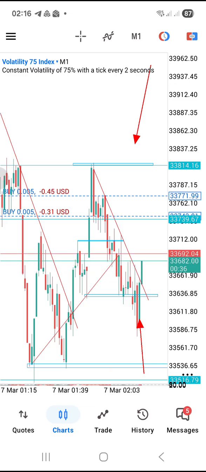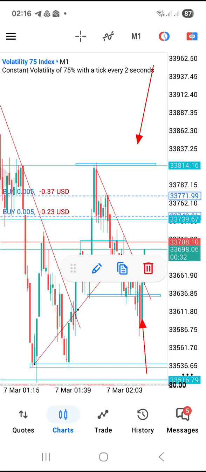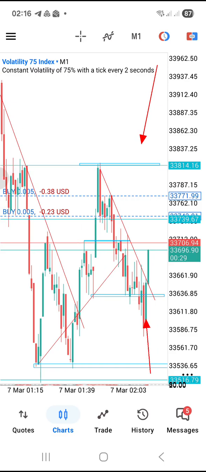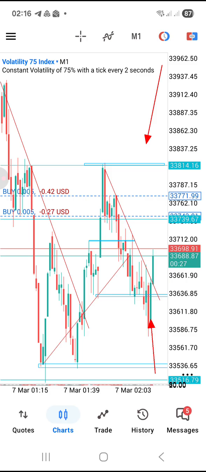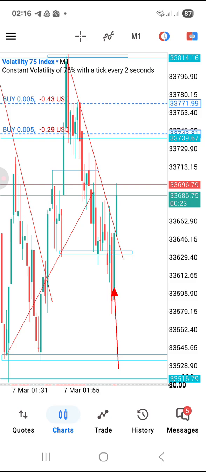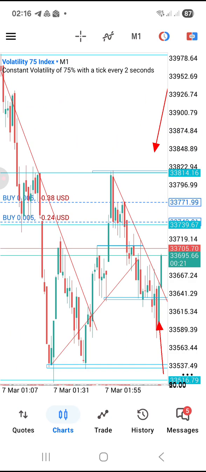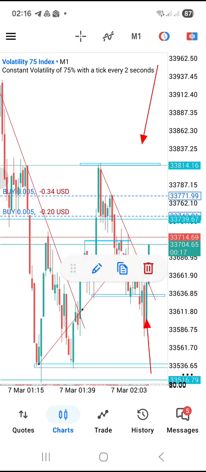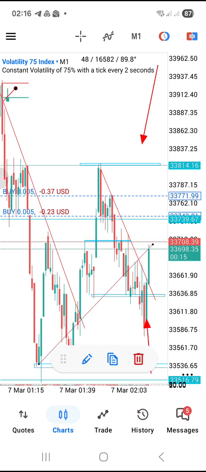It means that there's an order zone here, an order block here. This big green candle here. So we would have waited for that area to be tested. Another approach is to wait for this trend line to be swept.